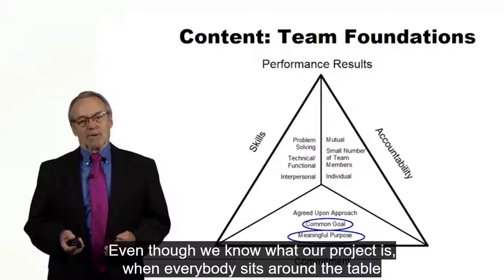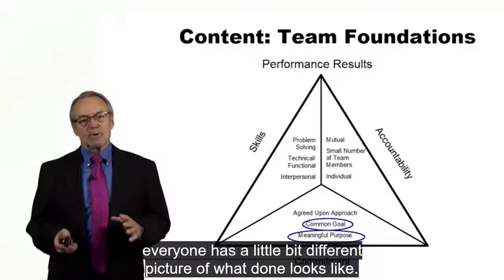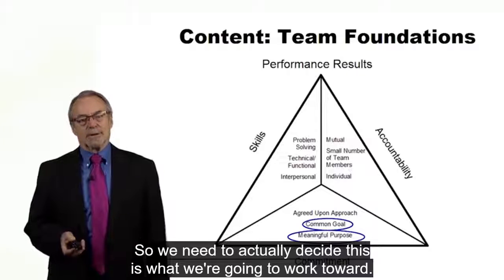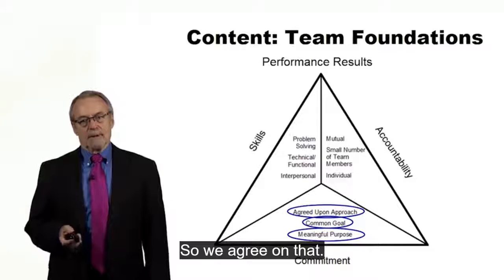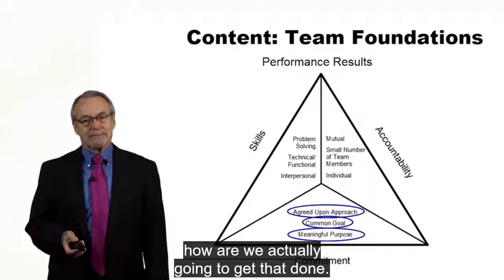Even though we know what our project is, when everybody sits around the table, everyone has a little bit different picture of what done looks like. So we need to actually decide this is what we're going to work toward. So we agree on that. Then we find out common approaches to this. How are we actually going to get that done?